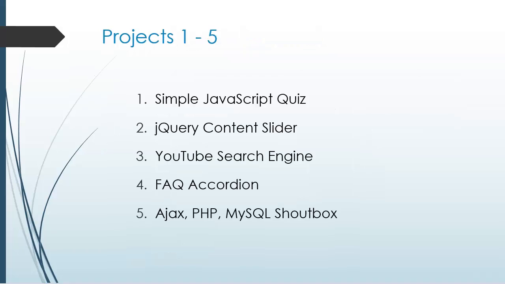So specifically, projects 1 through 5, we have a simple JavaScript quiz, which will be pure JavaScript. We're not going to use jQuery or any other libraries in that project. The next one would be a jQuery content slider. Project 3 will be building a YouTube search engine using the v3 API. Project 4 will be a simple FAQ accordion slider.